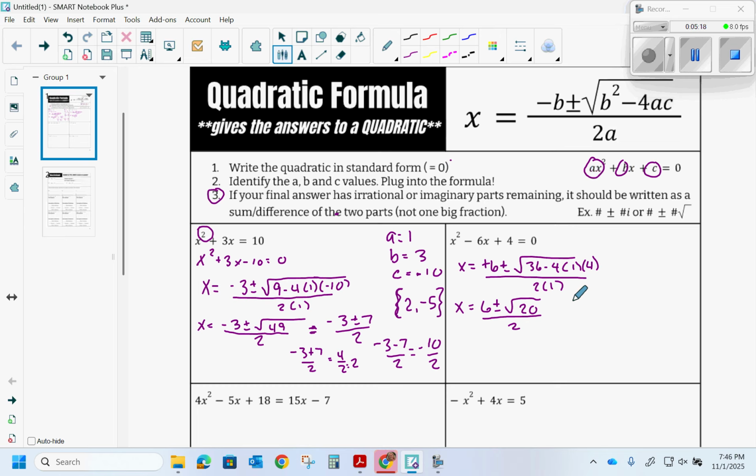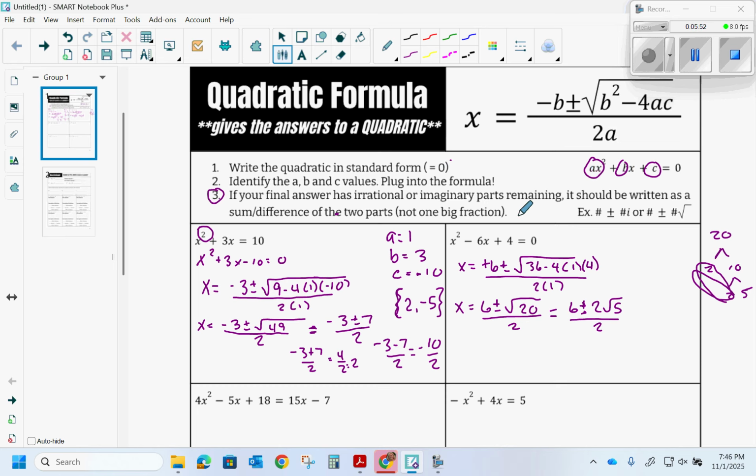All right, so we have a radical. This is going to be a radical that we need to simplify. So this is 6 plus or minus 2 root 5. If you don't know what square root of 20 is, we do it a lot. This is a very common radical. So what, I don't know, 2 and 10, and then 2 and 5. And you got, oh, a pair of 2's. So that's 2 root 5.